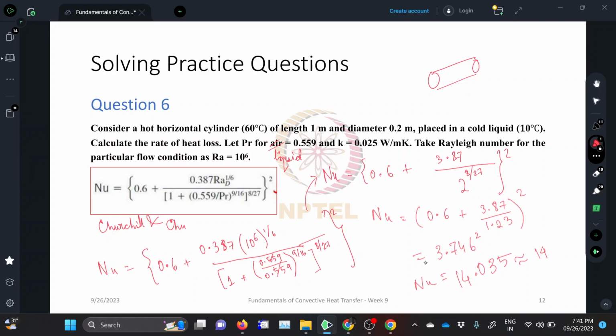Then, finally, what do we need? Finally, we need the rate of heat loss. So rate of heat loss is H into A into delta T. So we know delta T, we know A, we have to find out what H is. So H d by K is equal to the Nusselt number, which is 14. So from here we can find out H to be K, which is 0.025, divided by d. d is 0.2, into the Nusselt number, which is 14.